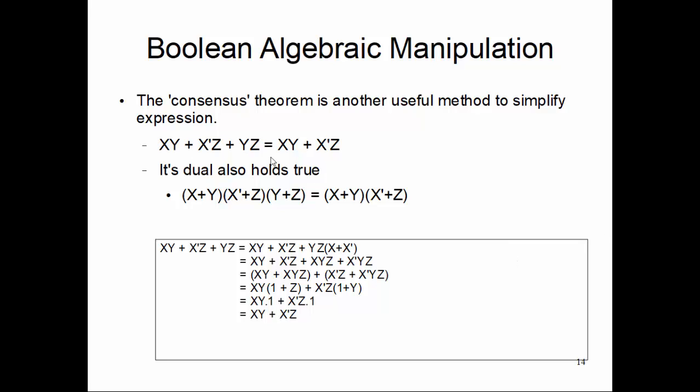So now let's try to prove that the original expression, xy or x bar z or yz, is in fact xy or x bar z. From this left hand side expression, we make a little expansion on yz. yz we can write as yz and 1, by identity, and 1 we can express as x or x bar. So that's what we are doing here.